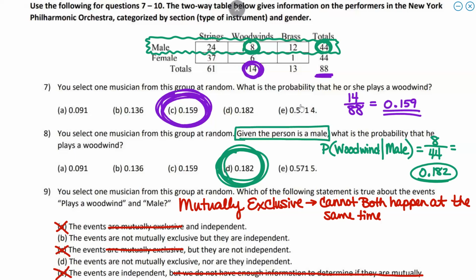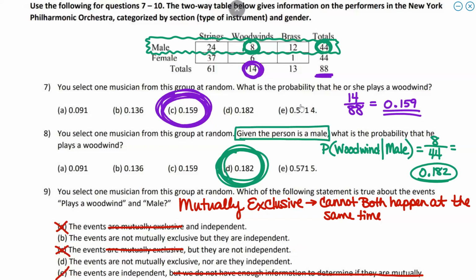So now what's the only thing I need to figure out? If they are independent or not. How do I know if events are independent? Up here, we had the probability of playing a woodwind. That's 0.159. If they're independent, does it matter whether you're a boy or a girl? It should still be 0.159, right? If you're a male, are your chances still 0.159? What were the chances if you're a male? 0.182. Are these independent? No. They are not independent.